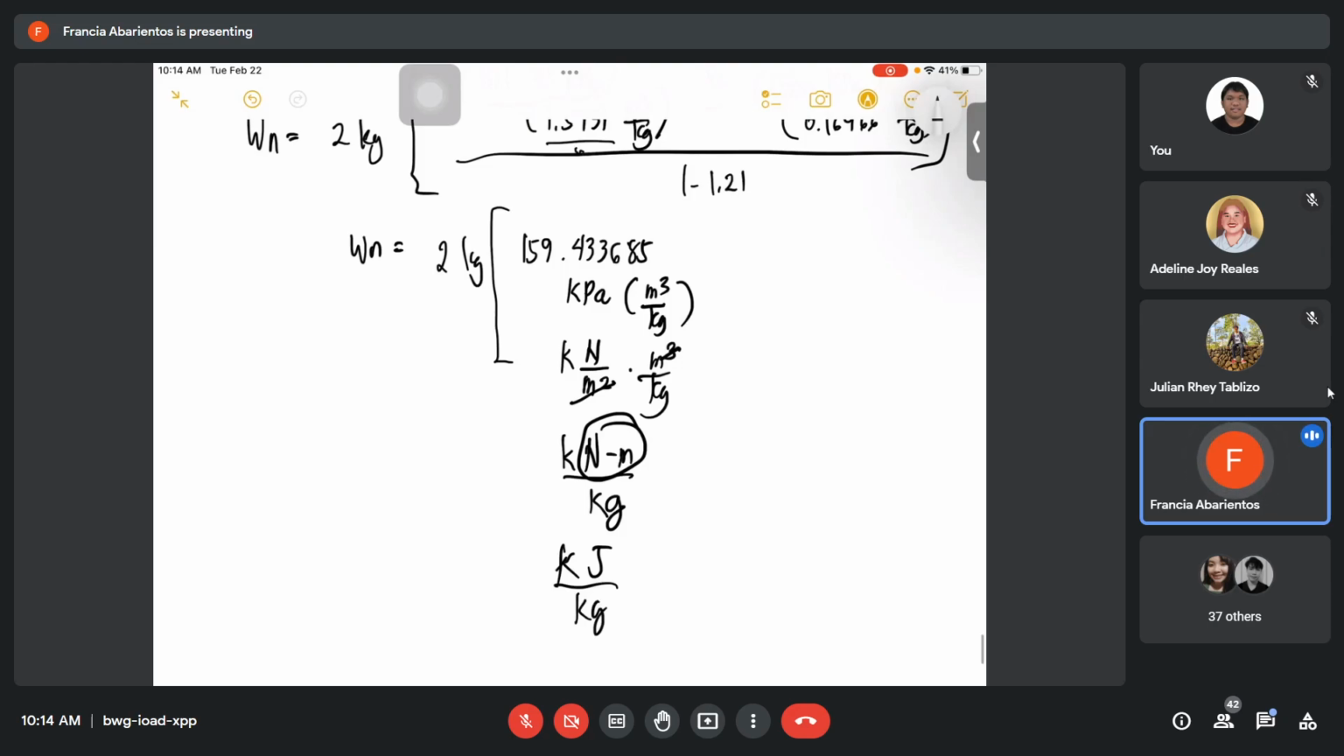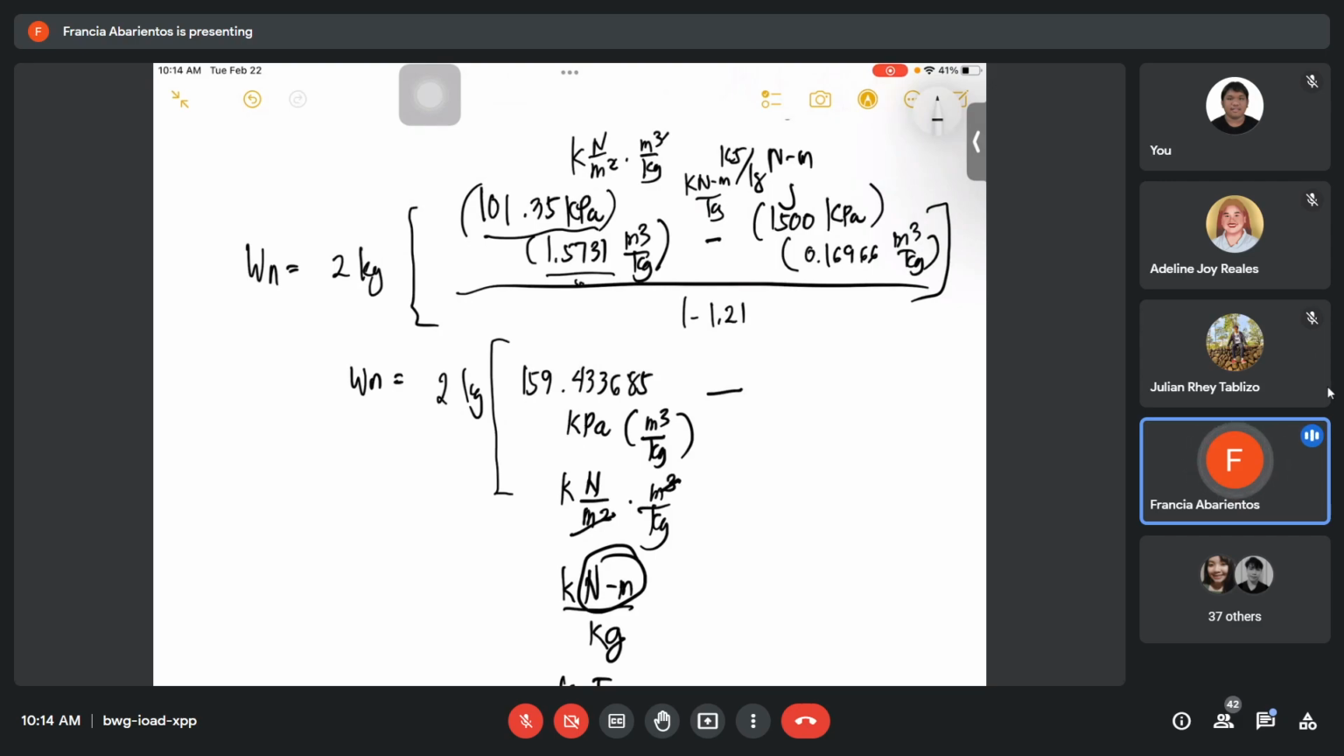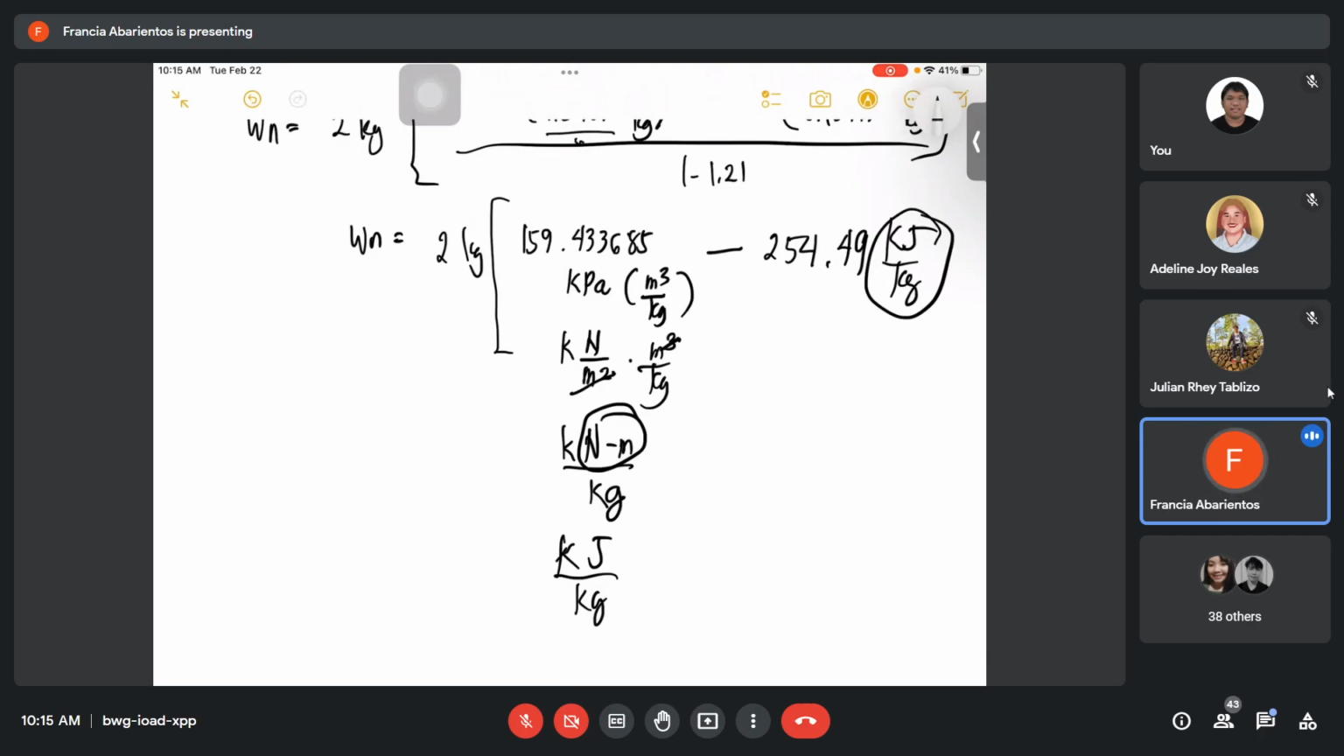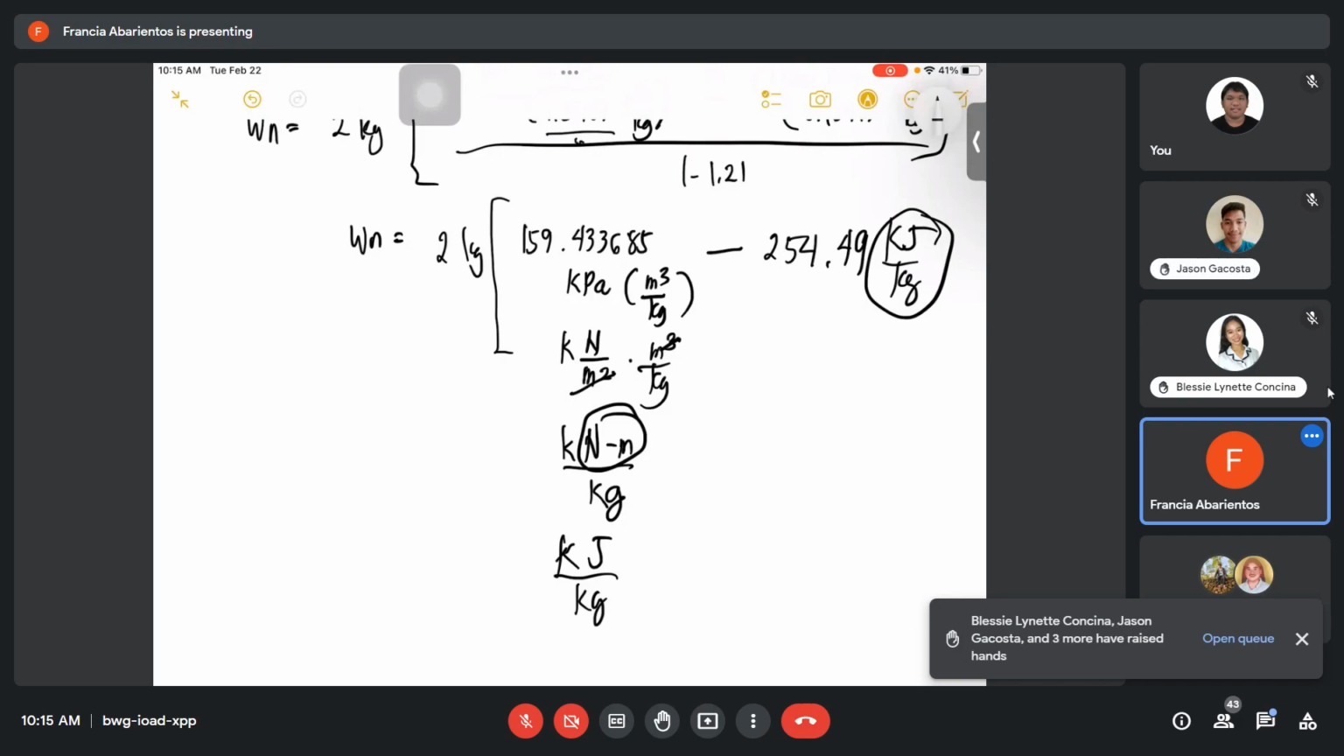Ayan. Same dito. Minus 1.5 times 0.169. Kinokompleto ko lang class para maintindihan ng fast pace. So, we have 254 minus 254.49. Matitira dito is kilojoule per kilogram. Nakuha ba to class kung paano naging kilojoule per kilogram? Raise your hands if you follow. Ayan. Sige. Okay. Nakuha na kung bakit kilojoule per kilogram siya.